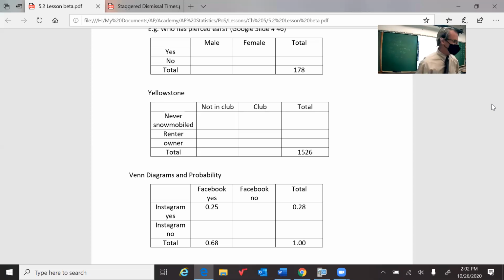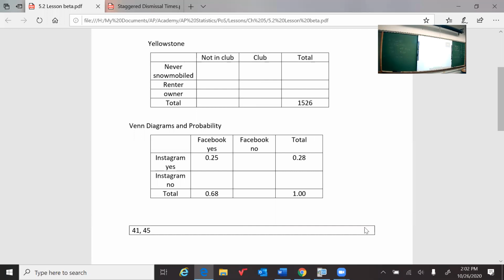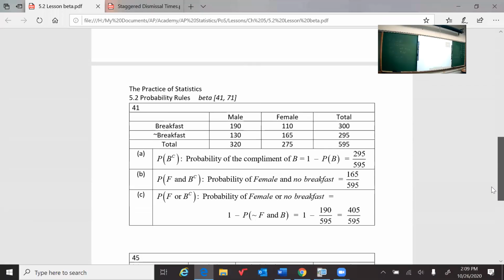So you're just looking at the same idea with different perspectives. So we're going to pause the video, and you're going to do 2 questions. Now, $41 and $45. $41.